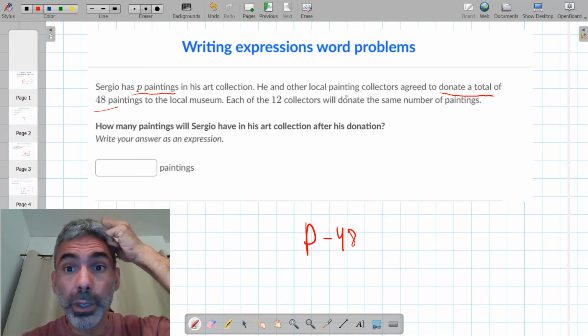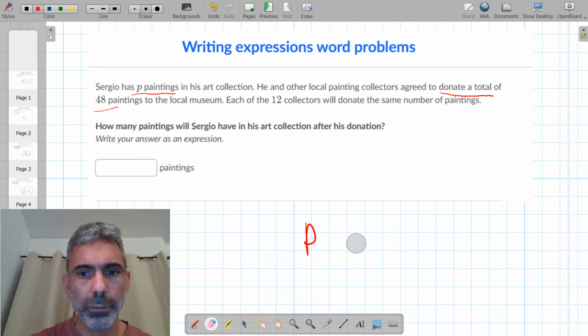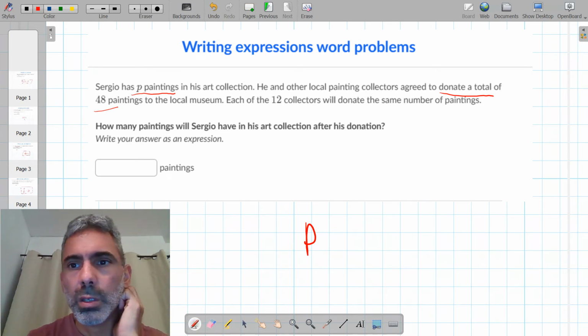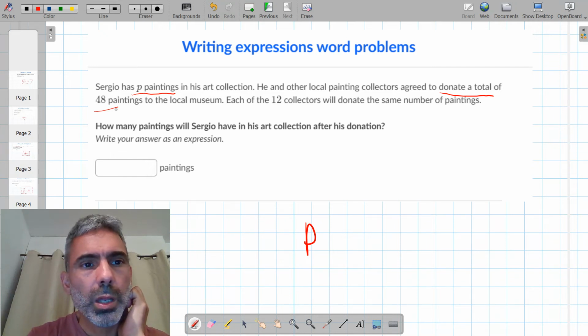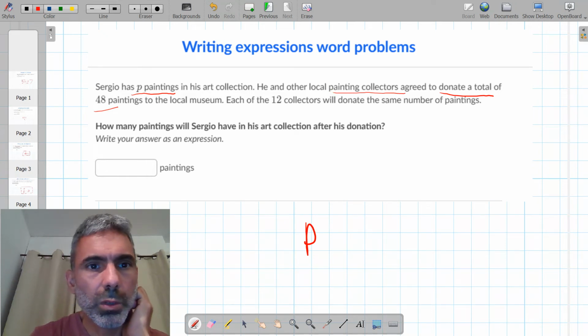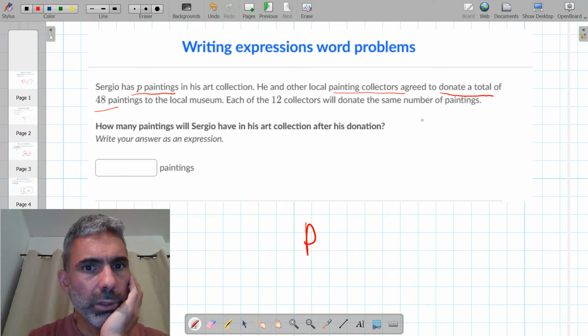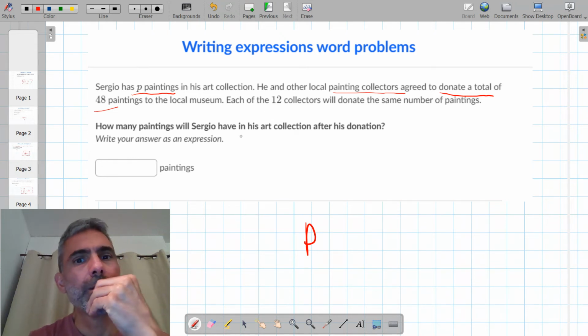He and other local painters agree to, okay, no. The 48 represents the total number of paintings that all of the painting collectors combined donated to the local museum. Each of the 12 collectors will donate the same number of paintings. Okay, so we need to divide 48 by 12 to know how many.